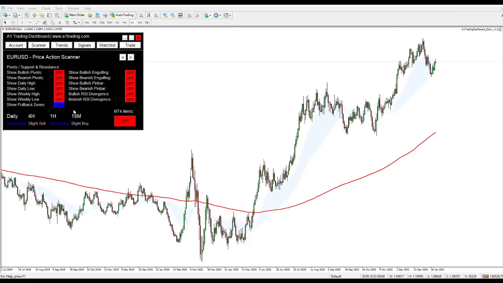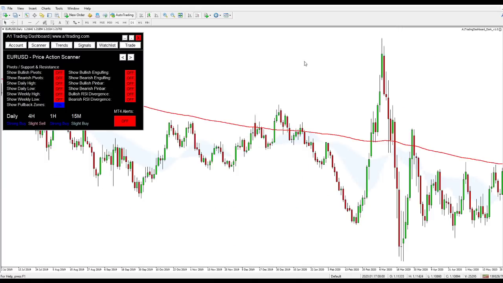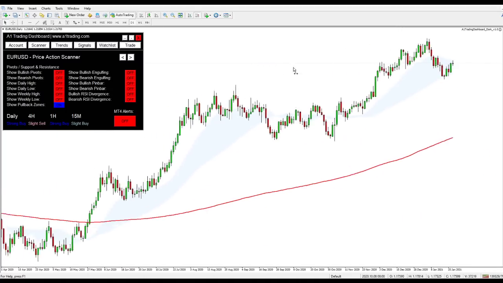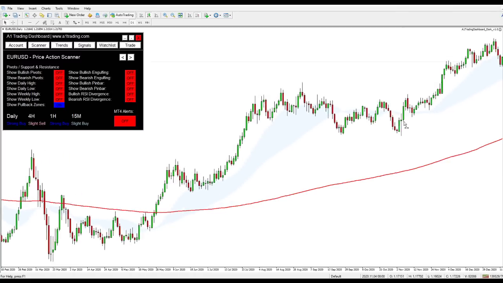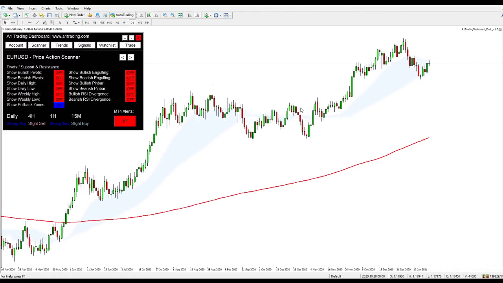Now, this is the pullback zone drawn by the A1 Trading Dashboard, and when we put it on there, what it generally shows is areas on the chart where a lot of times price pulls back to, and then the trend jumps and continues, right? Of course, no indicator is perfect, but I like having it on my chart. If you don't know what it is, it's basically a pullback zone that uses moving averages to build a zone of pullback.